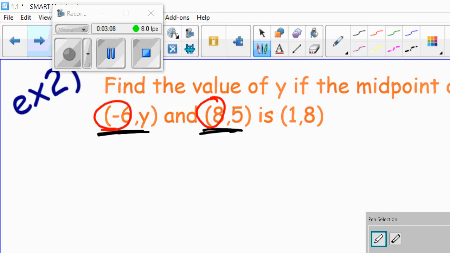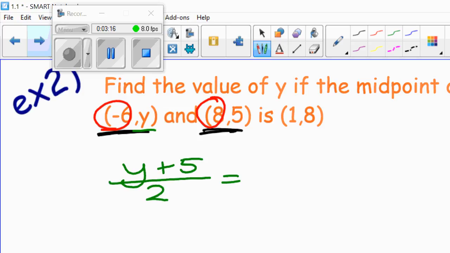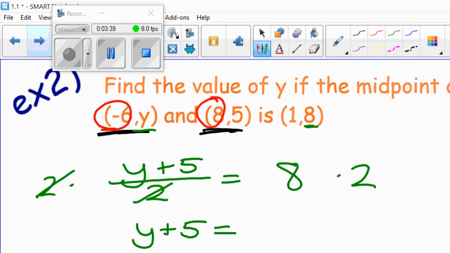I know that when I add y plus 5 and I divide by 2, I should get 8. You with me there? And there's no guessing and checking. We're going to show good work. Okay? So here, if you're dividing by 2, I've got to get rid of that first by multiplying both sides by 2. So I get y plus 5. On this side, I get 16. Now to get y by itself, I do the opposite and subtract 5. So I get y equals 11.